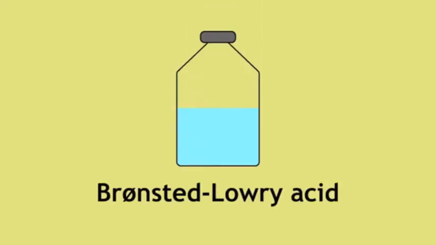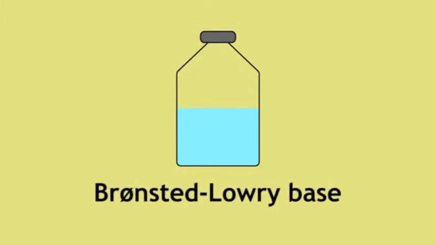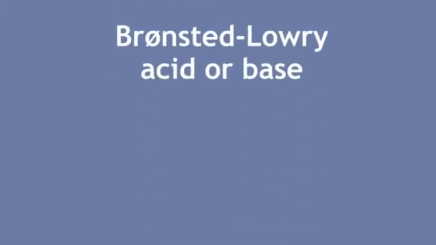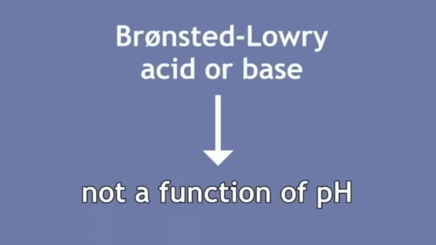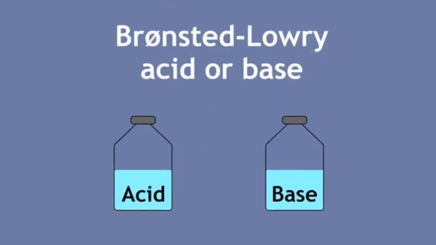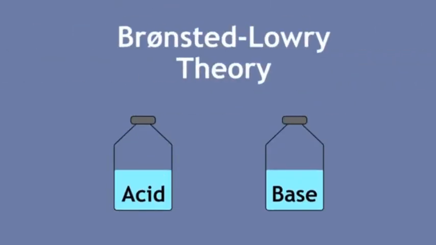A Bronsted-Lowry acid is a substance that releases or donates protons in solution, in our case, hydrogen chloride. A Bronsted-Lowry base is a substance that accepts protons in solutions, in our case, water. Notice that the definition of a Bronsted-Lowry acid or base is not a function of pH. So an acid-base reaction, according to the Bronsted-Lowry theory, involves the transfer of a proton from one substance to another.